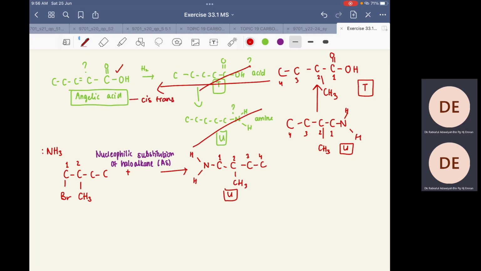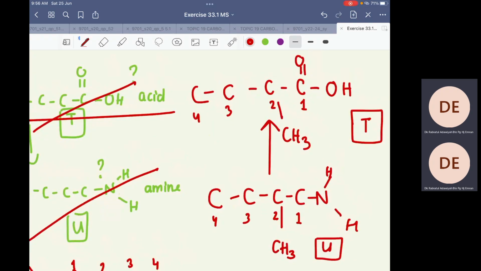Cis trans, okay? Now, before I draw angelic acid with a double bond, I just want to check with you. Can I put my double bond here? How many bonds will carbon have? 5, okay? Can I put my double bond here? Will I have a cis trans?